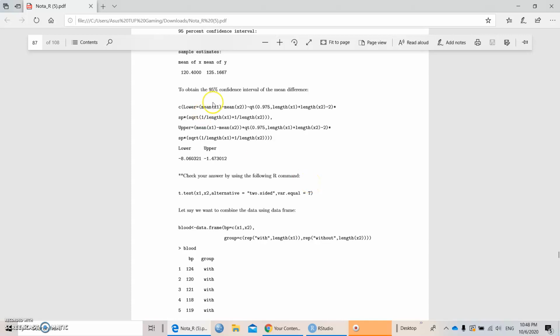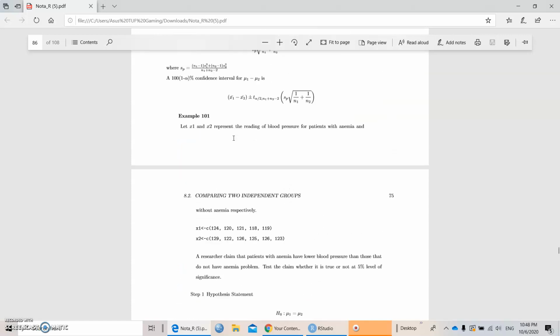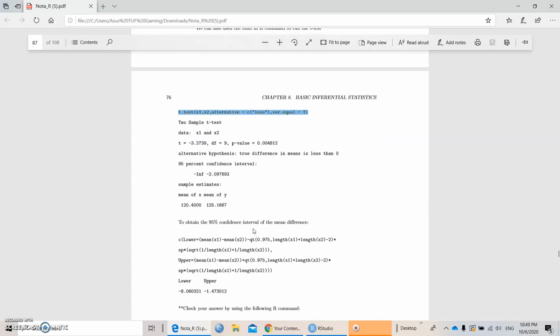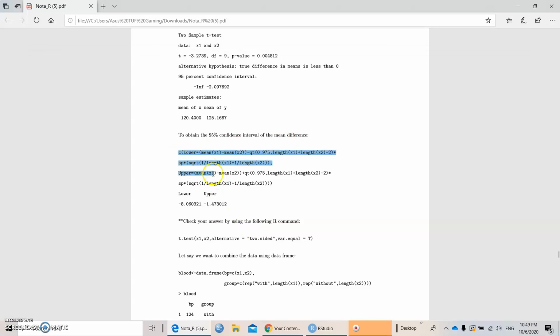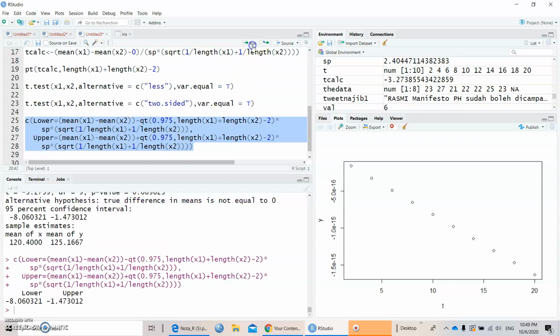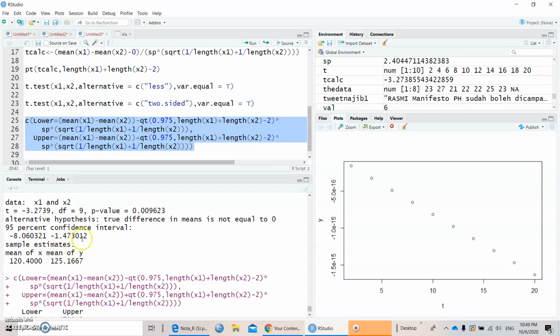If you want to compute the 95% confidence interval for the mean difference manually, based on this formulation, x1 bar minus x2 bar plus or minus the critical value t alpha over 2 with n1 plus n2 minus 2 degrees of freedom, multiplied by the standard error. So use this formula, and then run. You will get the lower and the upper limit, and it's the same as using the built-in t-test function.